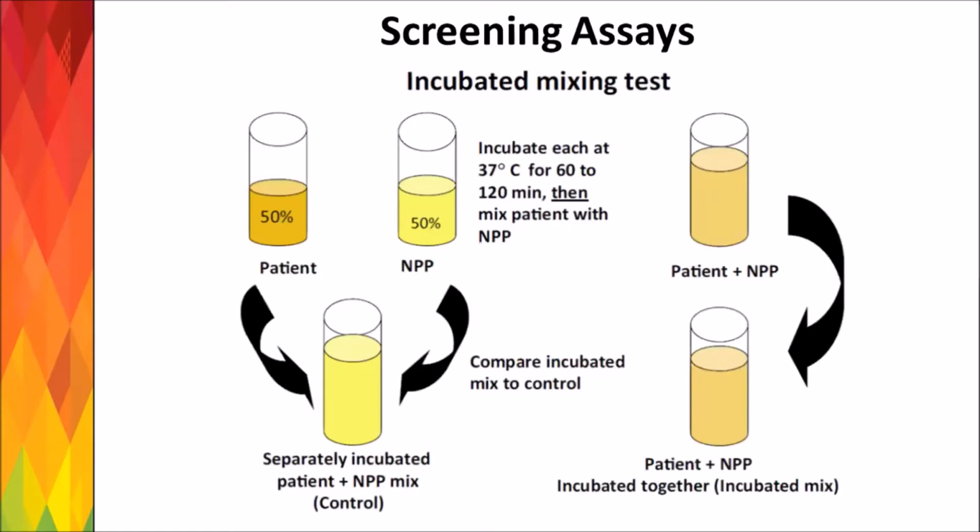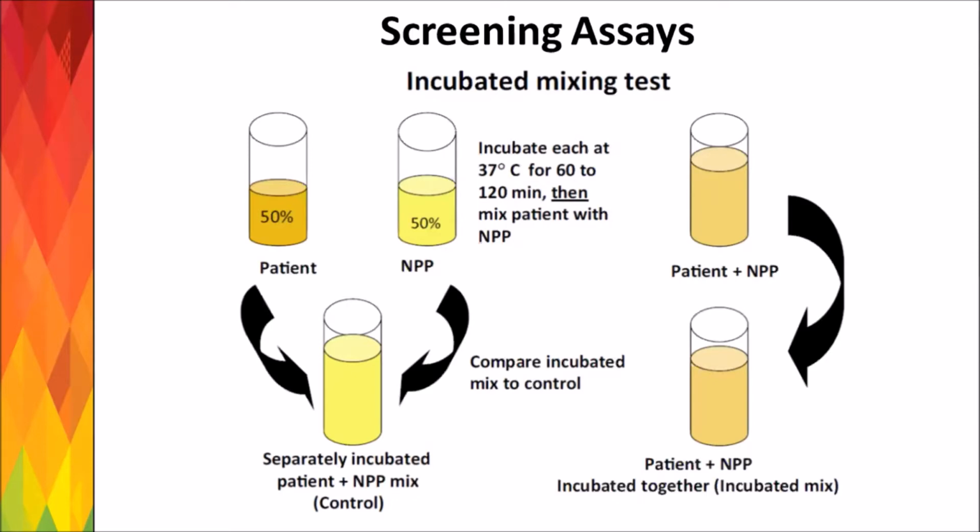Coming to this incubated mixing test, which is the screening assay. In this test, you have 3 tubes. In one tube, you add the patient sample. In the second tube, you add the normal pool plasma. And in the third tube, you add a 1:1 mix of patient and NPP. You put these 3 tubes in an incubator at 37 degrees for 1 hour and 2 hours. And at 1 hour and 2 hours, you do an APTT.